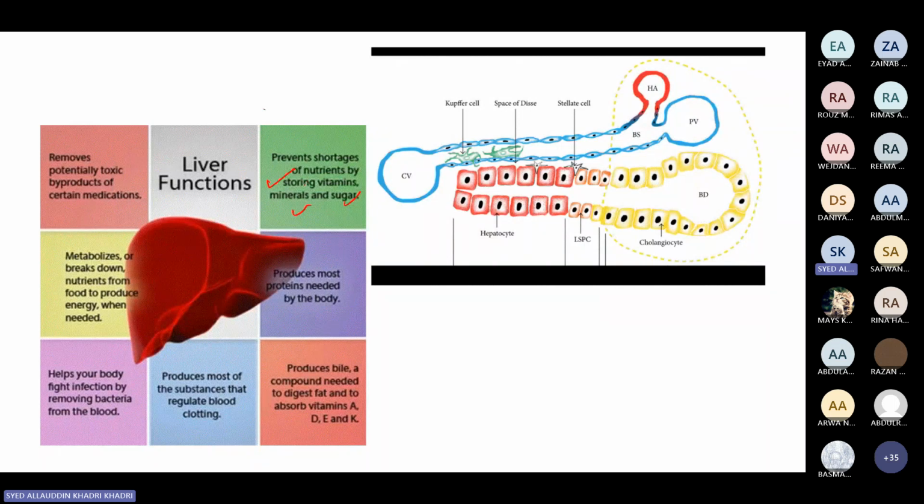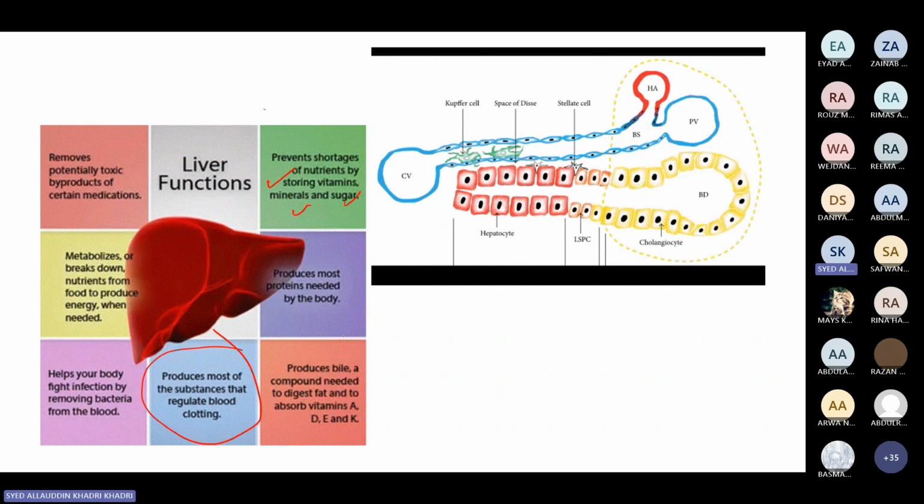It metabolizes or breaks down nutrients from food to produce energy when needed. It produces most proteins needed by the body. It's like a factory. It helps your body fight infection by removing bacteria from the blood. It produces many substances that regulate blood clotting. Many of the blood coagulation factors, in the form of proteins, are produced over here. It produces bile, a compound needed to digest fat, and absorbs ADEK, the fat-soluble vitamins.